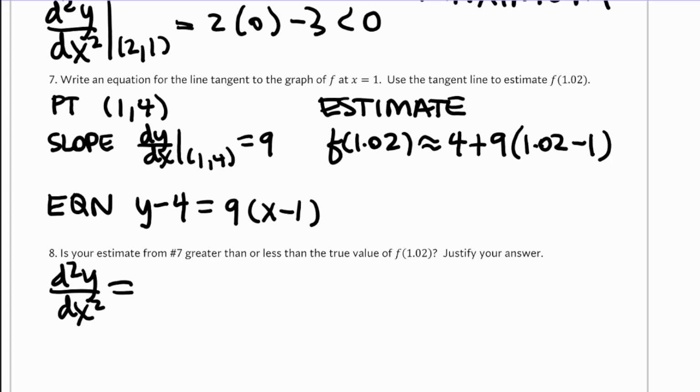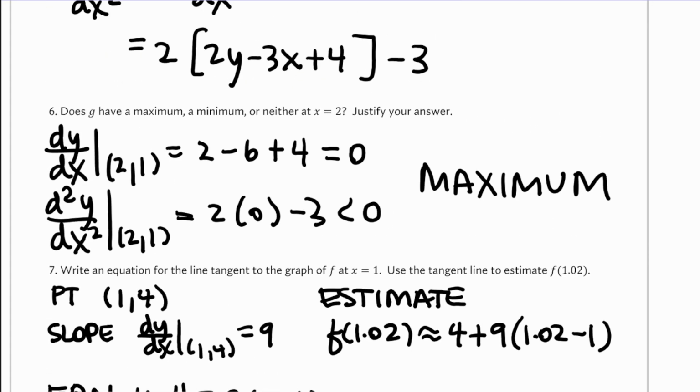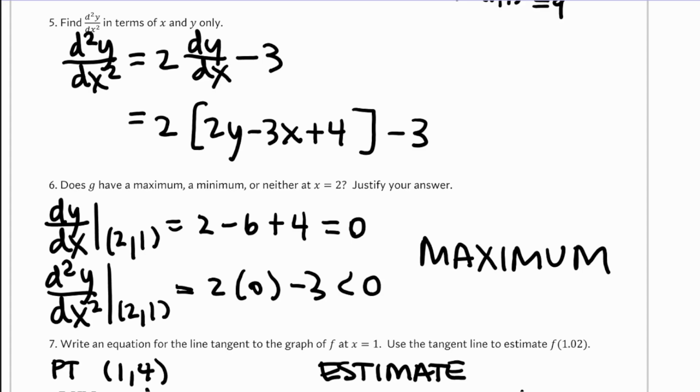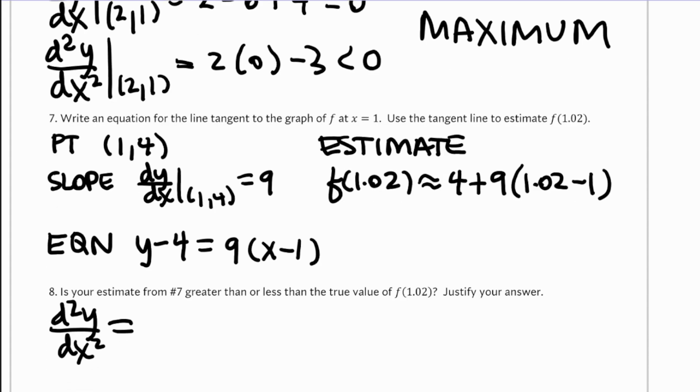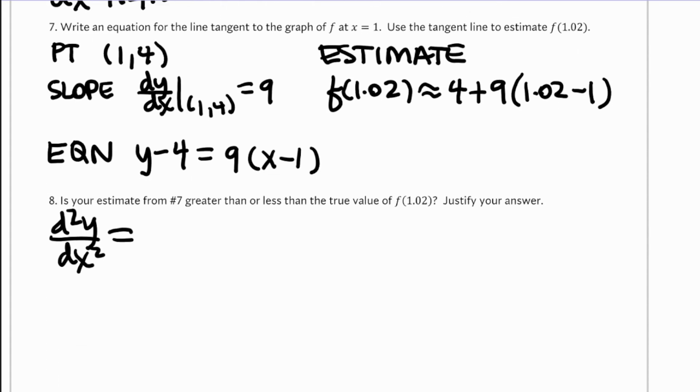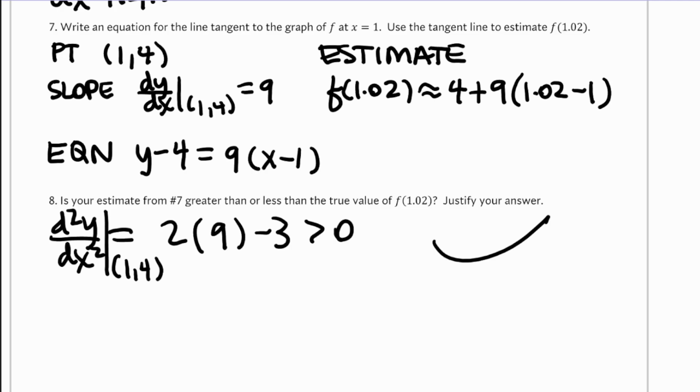And then the estimate for number 7, is it going to be greater than or less than the true value of f of 1.02? We're going to need to find the second derivative, which we showed earlier was 2 dy dx minus 3. So the second derivative at the point 1 and 4 is 2 dy dx minus 3, and this is positive. If I draw the graph of a function that's concave up and its tangent line, I can see that the estimate, which is on the line, is going to be less than the true value.